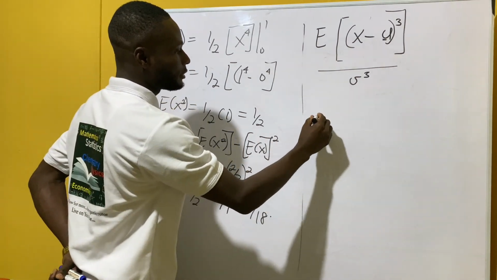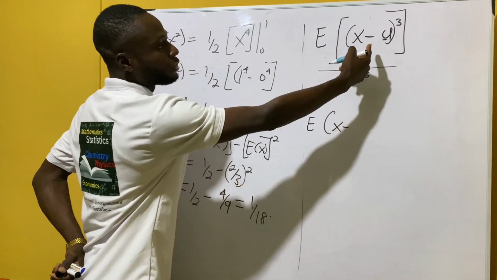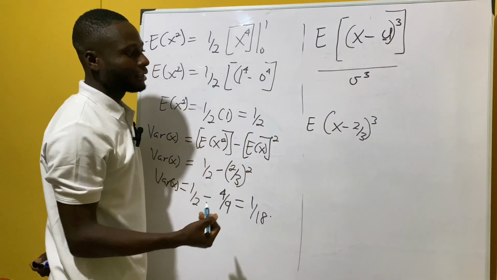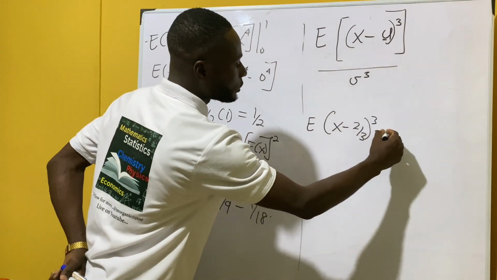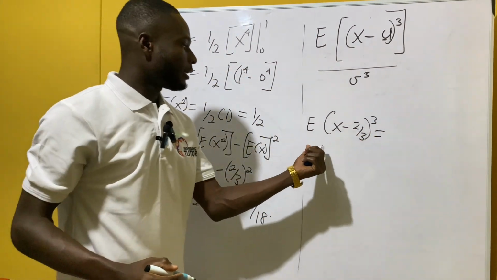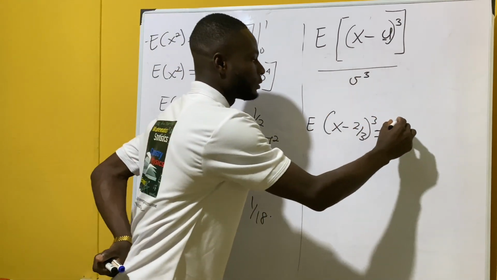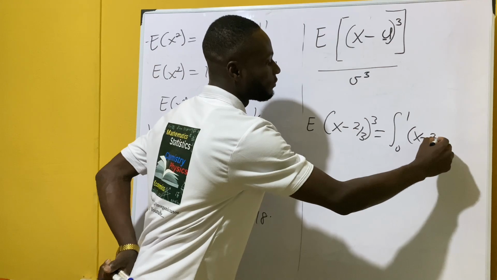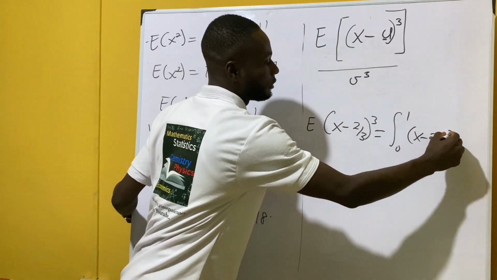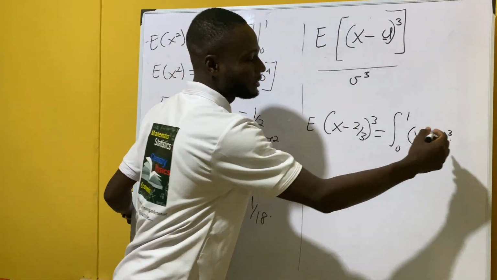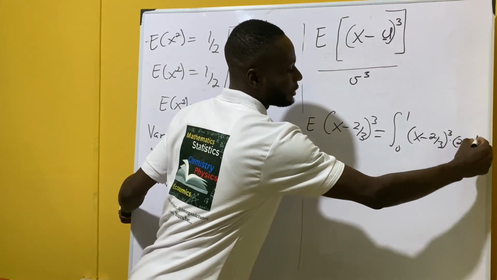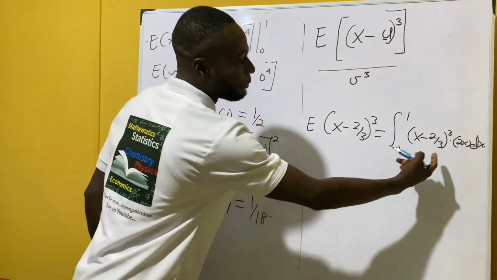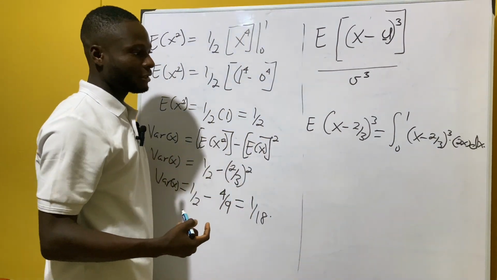Because we know the mean as 2/3, raised to the power 3, this is equal to the expectation, the integral from 0 to 1 of the function (x minus 2/3) cubed times the density function, which is 2x dx. So we expand this and then we multiply with the function of x.